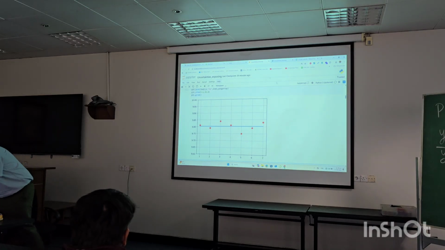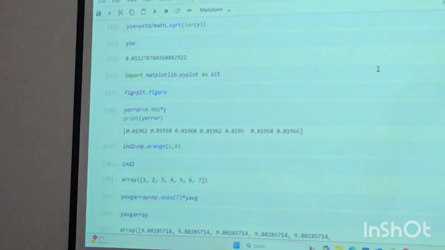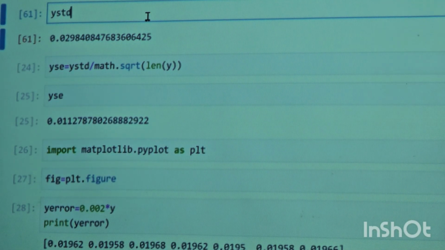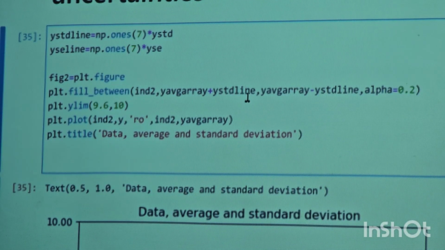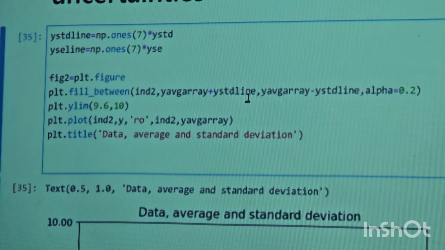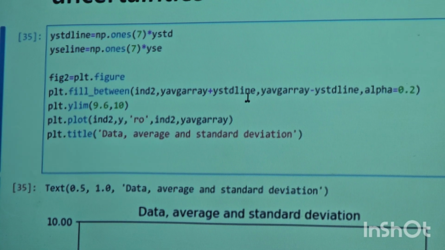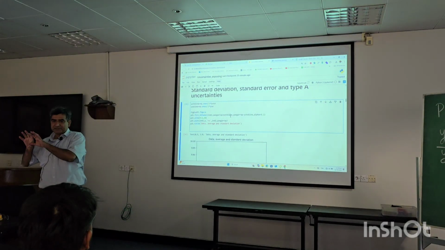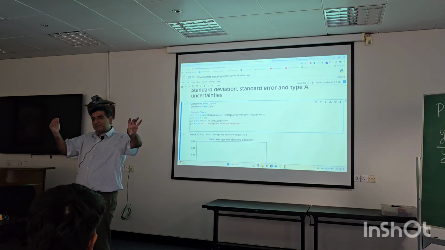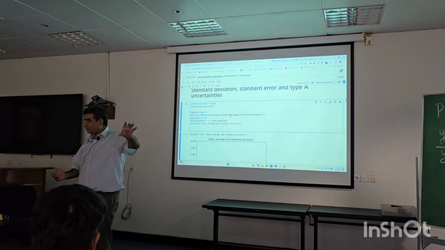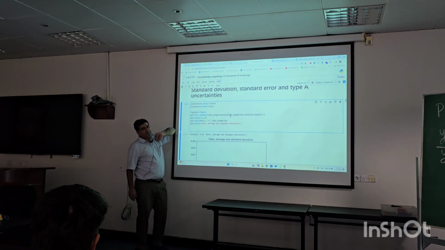So what I would now like to do is, I've already calculated the standard deviation. Here is my standard deviation. And now I would like to plot all of this. So if you look at this piece of data, I want to draw two lines about the mean. I have a line for the mean, a line above the mean, and a line below the mean. The line above is the mean plus the standard deviation, and the line below is the mean minus the standard deviation. So now instead of a line for the mean, I want to have a band. And the band is mean plus the standard deviation and mean minus the standard deviation. So that's how I define a line for the standard deviation.